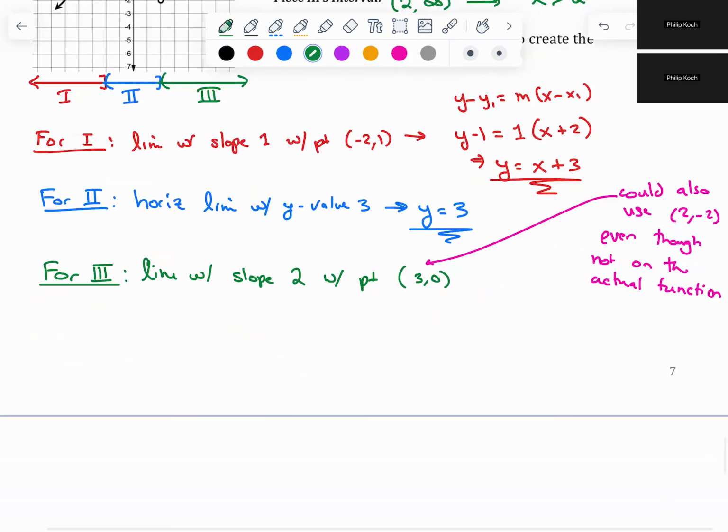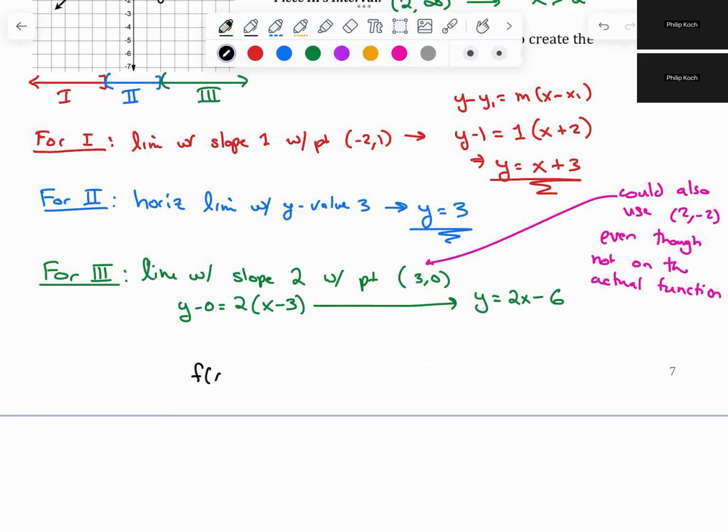So we're going to do y minus y sub 1. So y minus 0 is equal to m, which is 2 times x minus x sub 1, so x minus 3. Or that's y equals 2x minus 6. And we have all the equations. We have all the domains. We have everything we need.